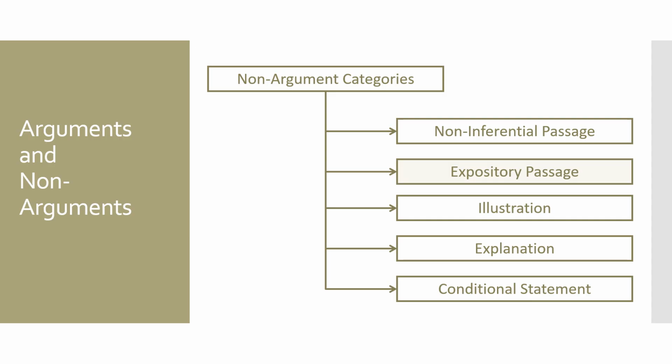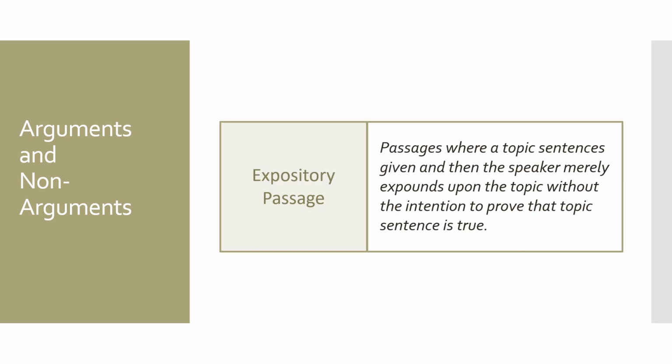So let's move on from all the various non-inferential passages to a different category of non-arguments, the expository passage. An expository passage is essentially one where we have a topic sentence that's given, and then the speaker merely expounds upon the topic without the intention of proving that that original sentence is true. So in short, we assert something, give you a claim, and then what we do is elaborate and offer more detail without trying to prove that it's true.